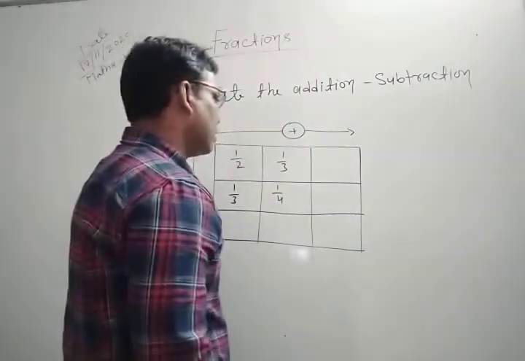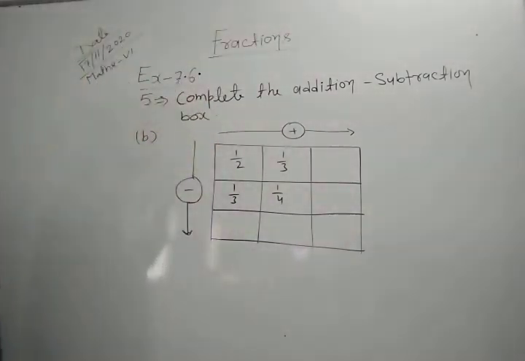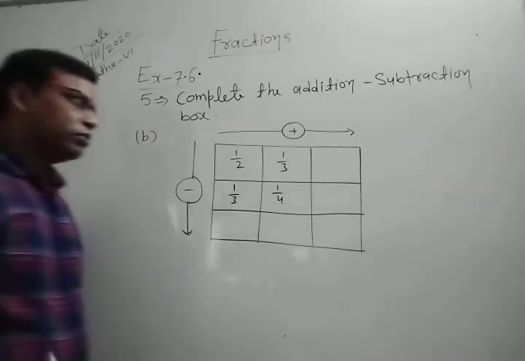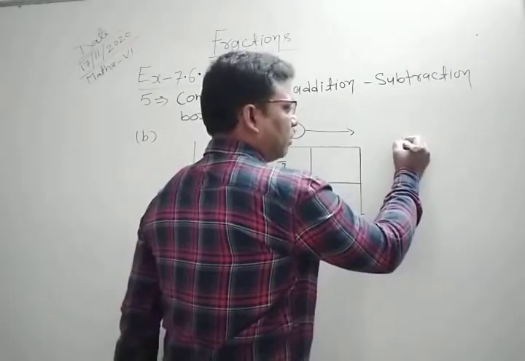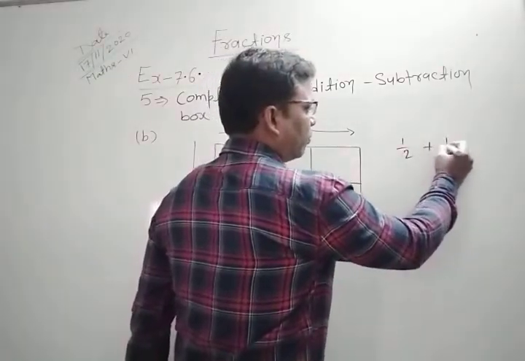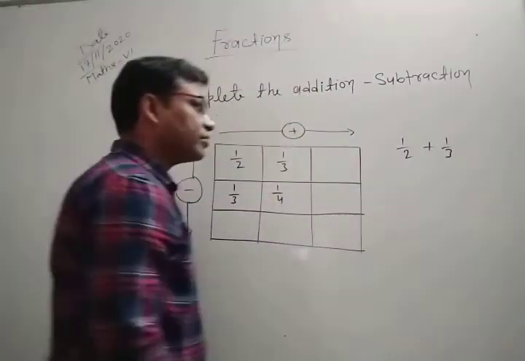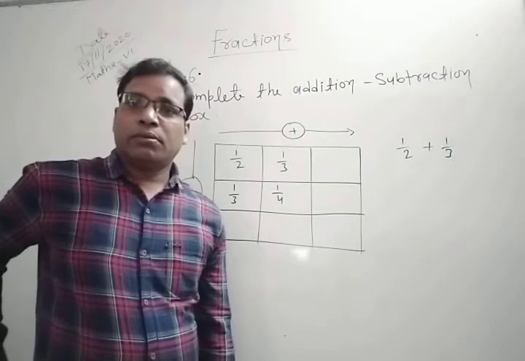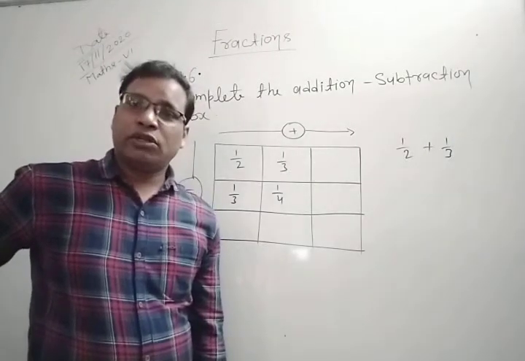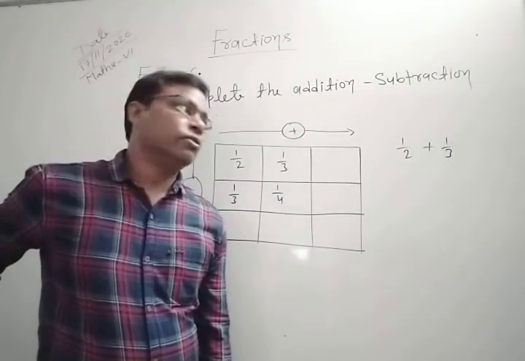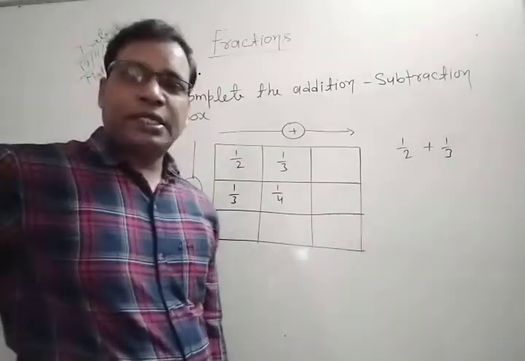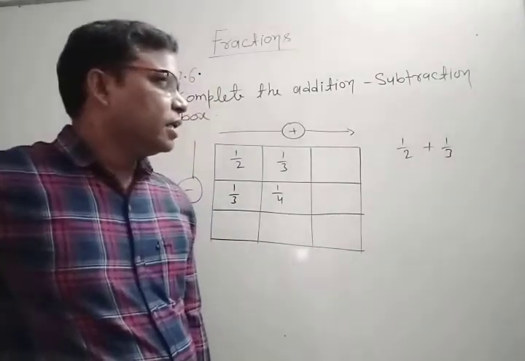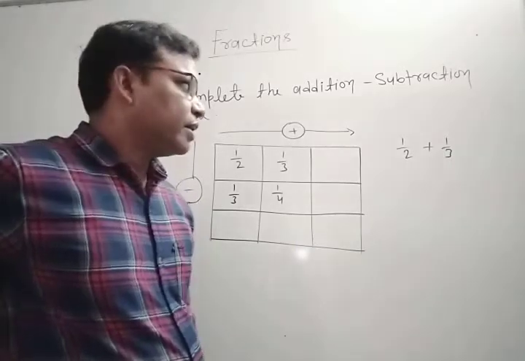Okay. So the fractions given here are 1 by 2 and 1 by 3. What is the sum of 1 by 2 plus 1 by 3? Here you can see 1 by 2 and 1 by 3 have different denominators, so they are unlike terms. The denominators 2 and 3 are both prime numbers. So for this we can add them.